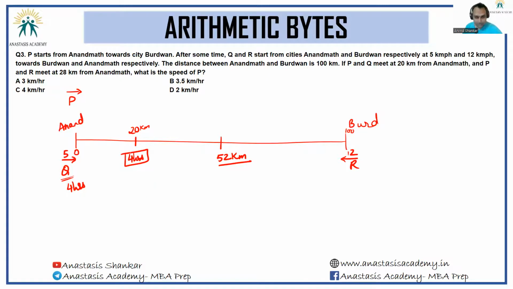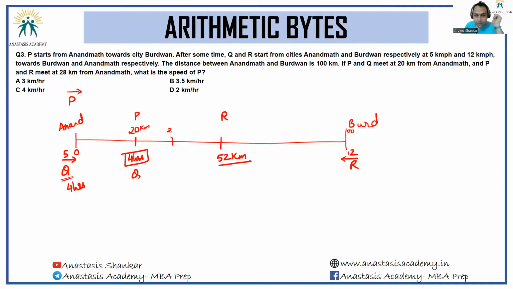Next, what is left? Next additional thing we know is P and R meet at the 28 kilometer mark. When P is at the 20 kilometer mark, R is at the 52 kilometer mark. They are separated by 32 kilometers. When P is at the 20 kilometer mark, he's meeting Q. P and Q both are here. R is at the 52 kilometer mark. P and R are separated by 32 kilometers.